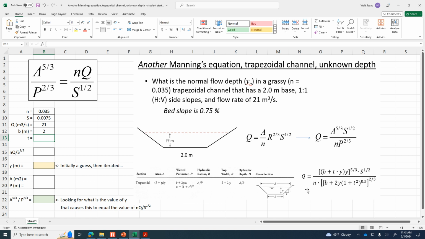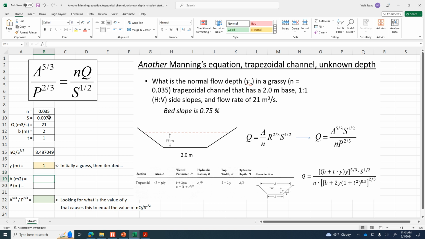But here in this case, T is 1, and so the right-hand side of the equation is N times Q divided by slope to the power of 0.5. Okay, so the right-hand side is a constant. Now, our depth, we don't know what the depth is, so let's just start off with the depth of 1 meter and then take things from there, see what that gets us, go a little bit further as needed.